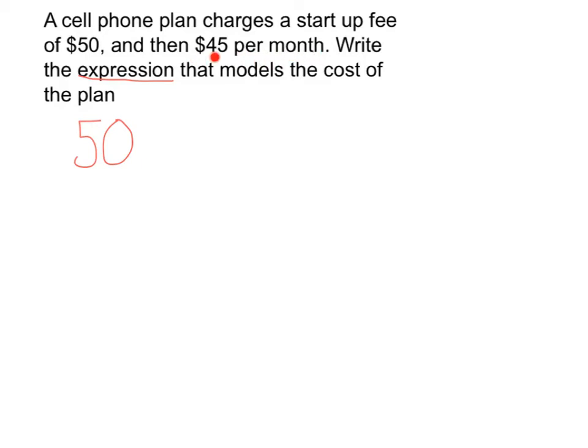So for every single month, for each month, anytime we hear any of those words, we're going to take our amount, whatever it is, and multiply it by that number or variable in this case. So we're going to call a month M. So it's $45 per month. We don't know how many months we're going to keep this plan. So we'll represent this using 45M.